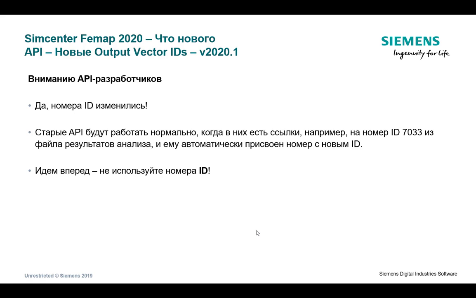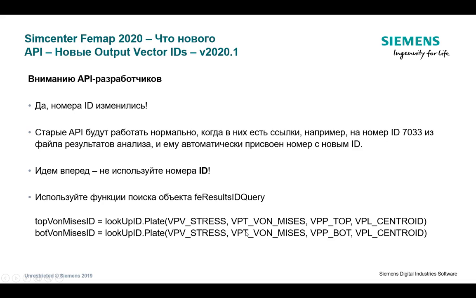Old APIs will work fine. When asking for ID 7033 in a legacy output request, it will automatically get mapped to the new IDs. So going forward, don't use output vector IDs. Instead, use the lookup functions in the FE results ID query object. And in this case, what you could do is use the FE results ID query object to automatically return you the IDs for top von Mises and bottom von Mises stress.